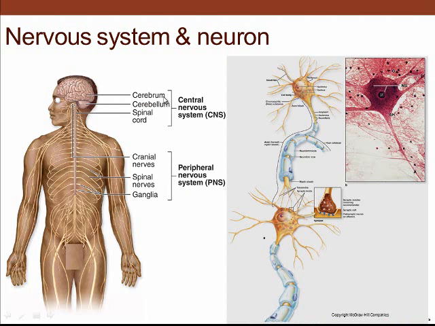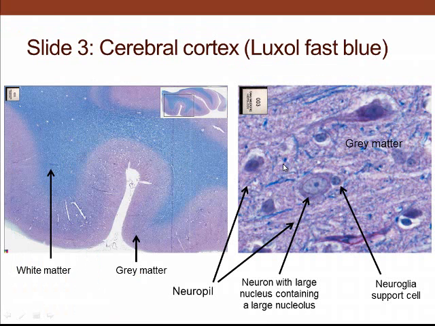Now we have the central nervous system, which is the cerebrum, cerebellum, and the spinal cord coming all the way down. The peripheral nervous system is the cranial nerves, spinal nerves, and the ganglia. And in the peripheral nervous system, you have Schwann cells. There's one here, one here, one here, which myelinate the axons. In the central nervous system, oligodendrocytes myelinate the axons coming down.